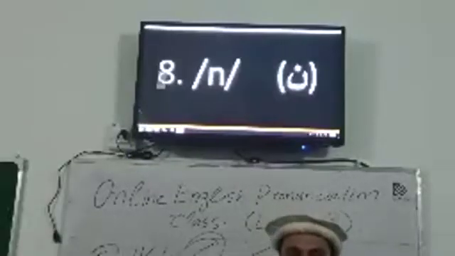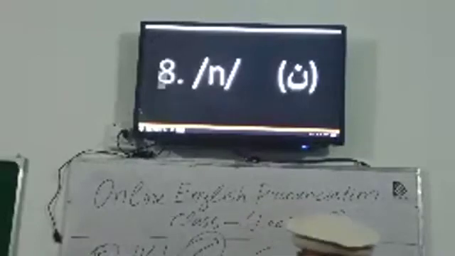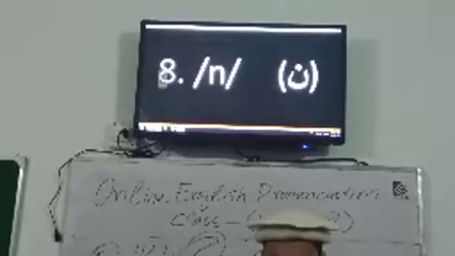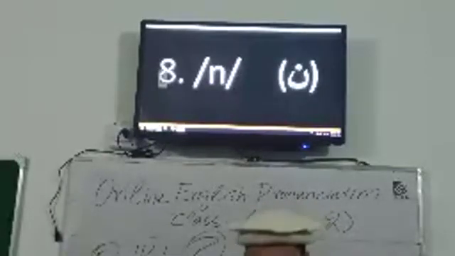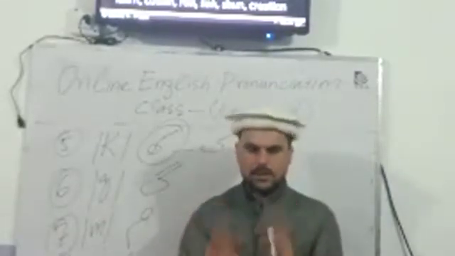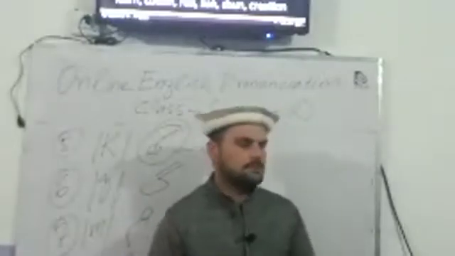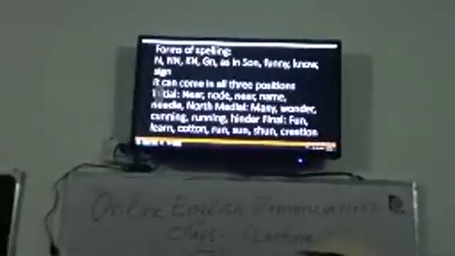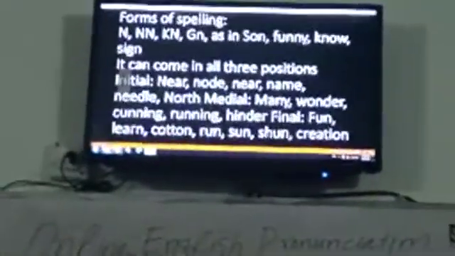Noon, N. In Pashto, it is a nasal sound. It is produced from the nose, from the nasal cavity. The air comes out from the nasal cavity. So N. Okay, this was the sound. Now the forms of spelling. Here are different forms. You will understand the silent pattern yourself automatically. First, you see single n like sun. Then double n comes, double n like funny, and kn.